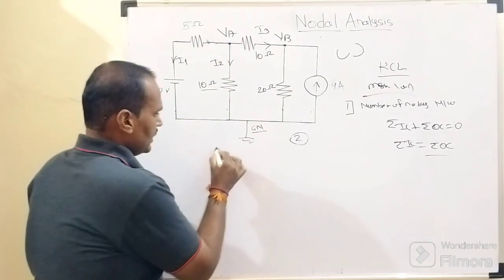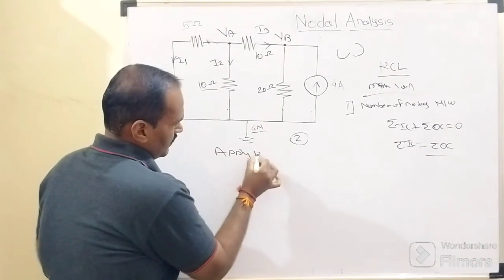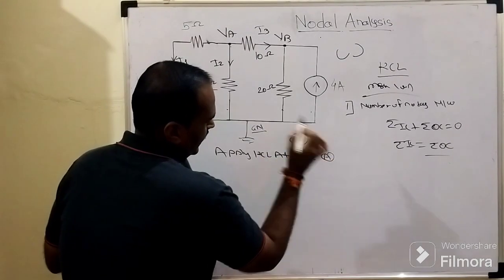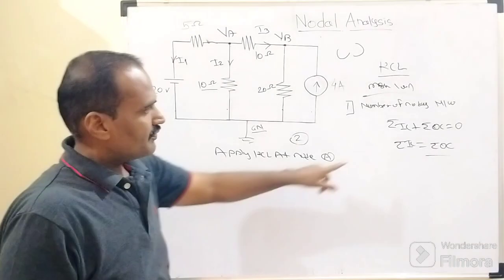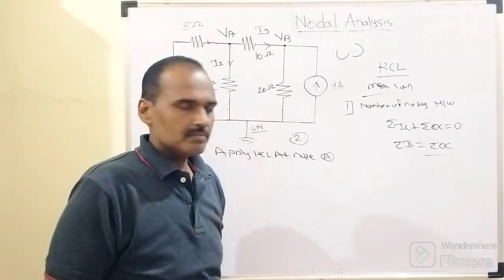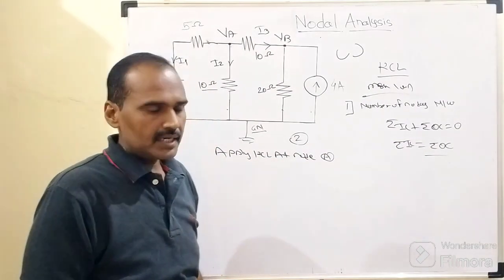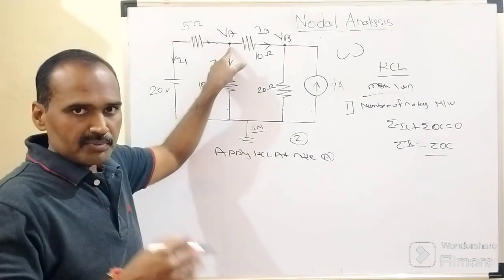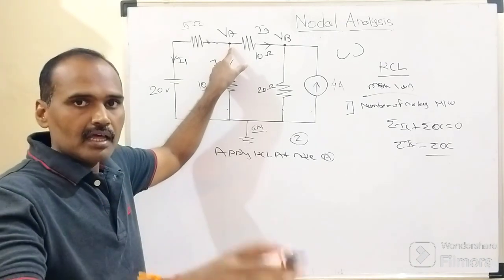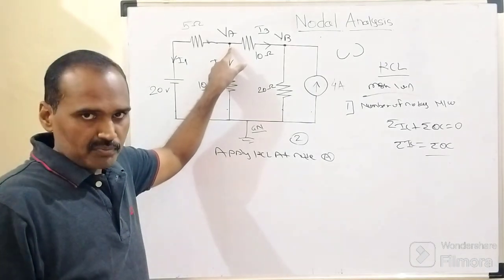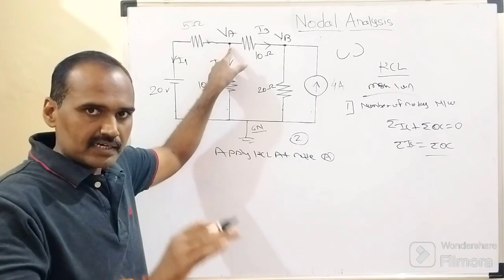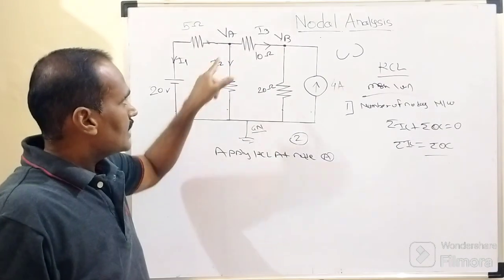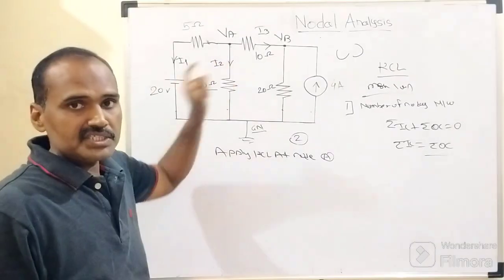So when we apply KCL at node A, according to the Kirchhoff current law, the summation of incoming currents plus outgoing currents equals 0, right? Or the sum of incoming currents equals the outgoing currents. Now we have three branch currents and their directions are assumed as outgoing from this node. None of the currents is assumed as incoming, right?